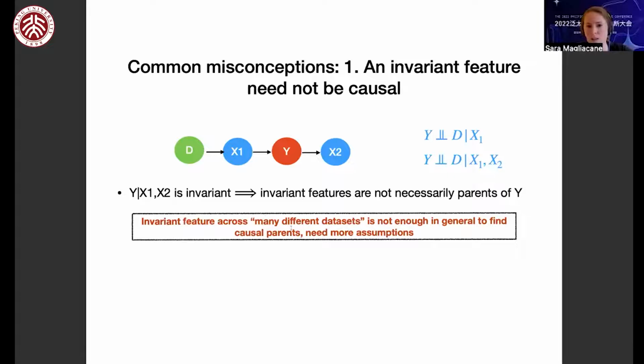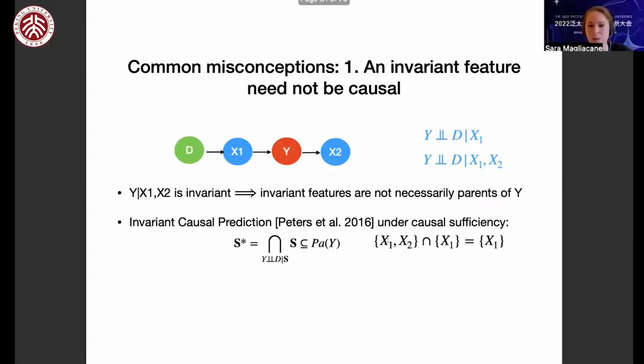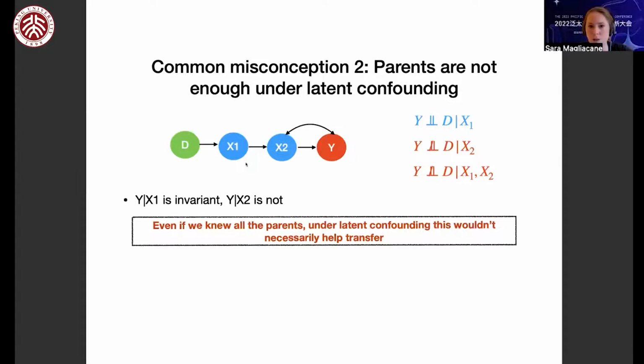But this doesn't mean that, if they're invariant across many domains, that they will be causal. So this is in both directions. And so if you want to use invariance to find causality, then you need to use this algorithm from Peter et al. 2016, which then does an intersection of the things which are essentially separating sets of features. So they separate y from d. In this case, the intersection of x1 and x1 and x2 is x1, and x1 is indeed causal for y, so it's apparent.